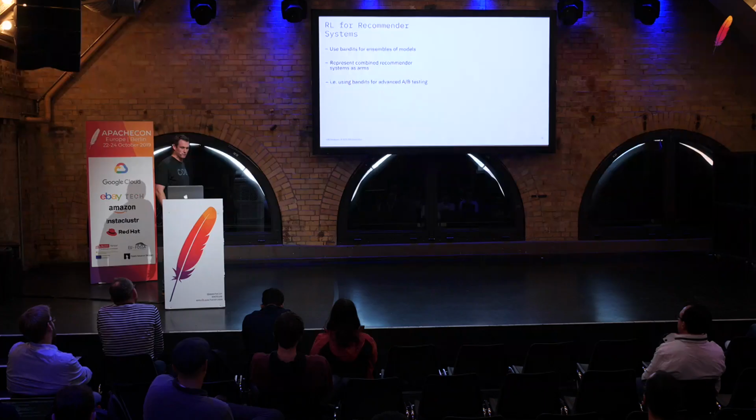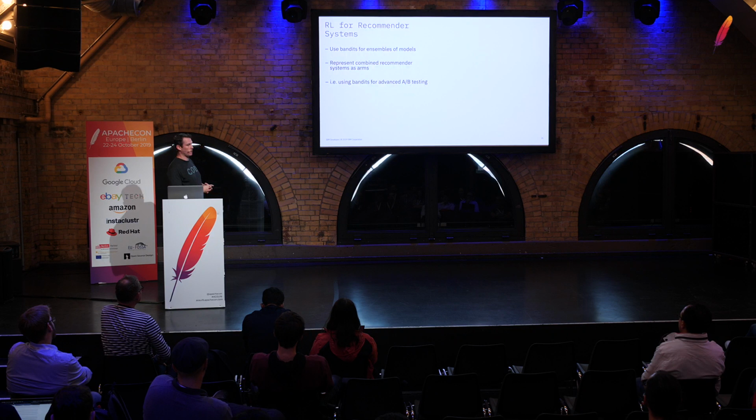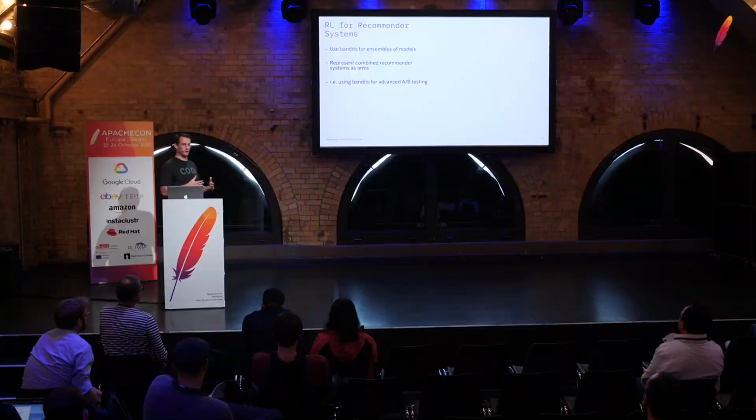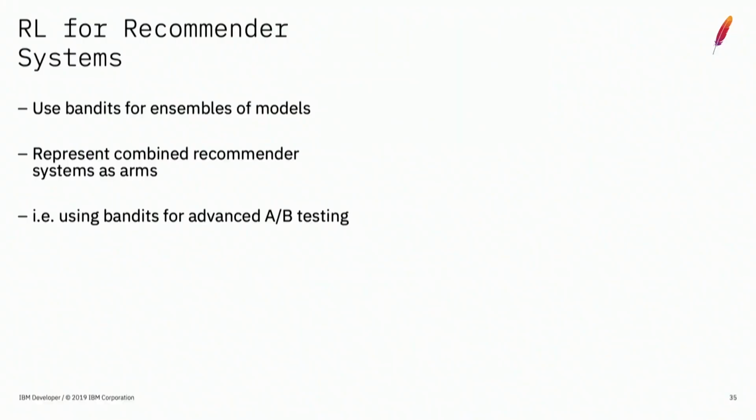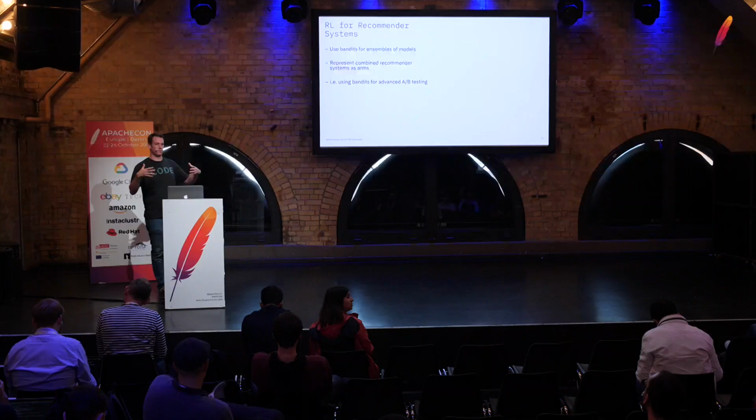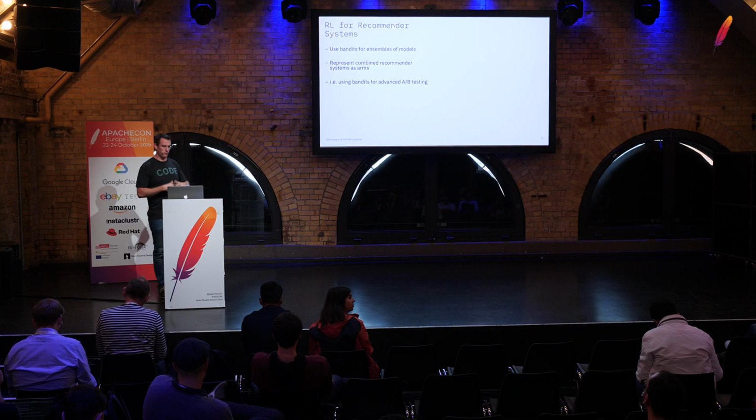Some of the other use cases involve using bandits to create ensembles. The idea, which I mentioned a little at a high level before, is that bandit algorithms can be used as an A-B test. If we treat each potential type of content option that you want to show as an arm, we can generalize A-B testing and be more principled about it. So one arm could be a green button, one arm could be a red button, one arm could be a yellow button.